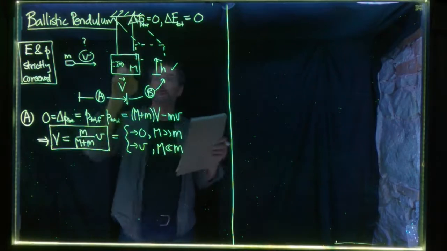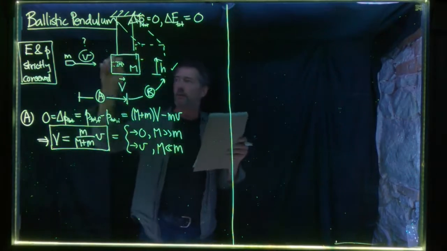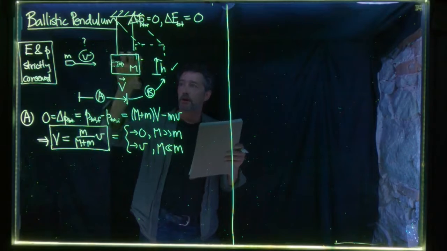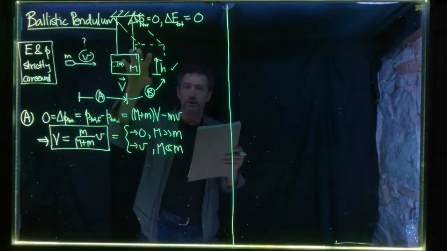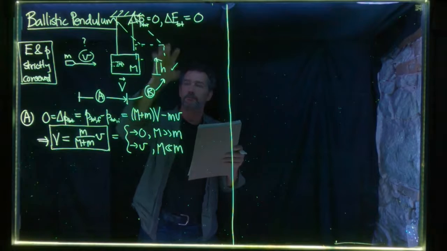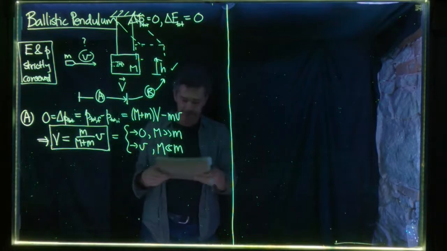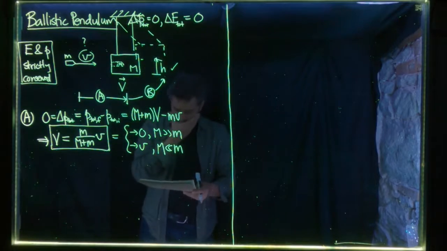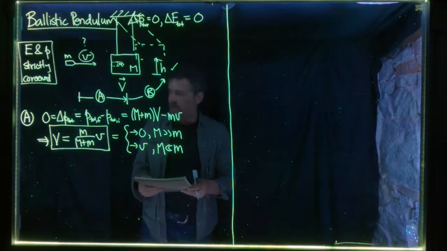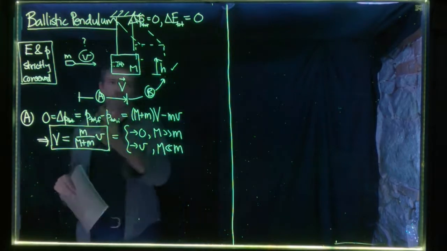But of course what you want is a block of very large mass compared to the bullet, so that this block and bullet system is moving slowly and just rises up a little bit, as a pendulum here. Great. So that's what conservation of momentum tells us immediately.